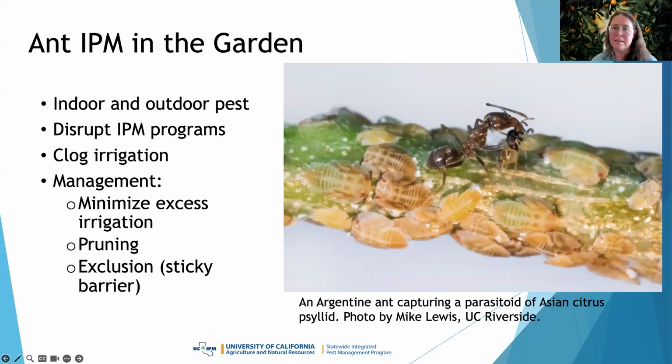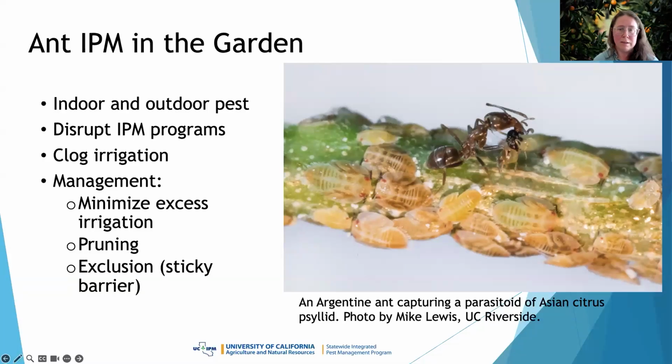In return, the ants actively protect these insects from natural enemies, as you can see in this photo of an Argentine ant defending ACP nymphs here by capturing a parasitoid wasp that kills ACP nymphs. So as you can see, this pest can really disrupt otherwise effective IPM programs. Another problem is that Argentine ants can clog irrigation sprinklers.